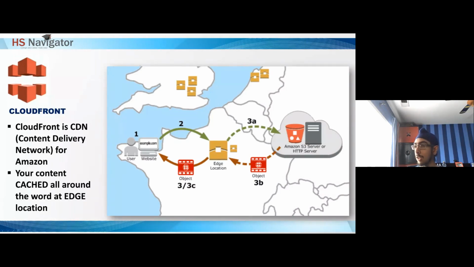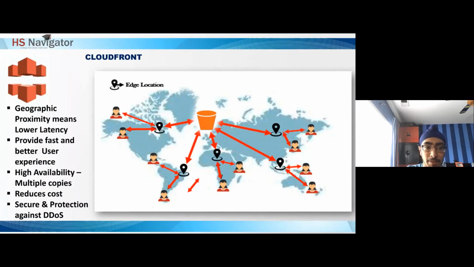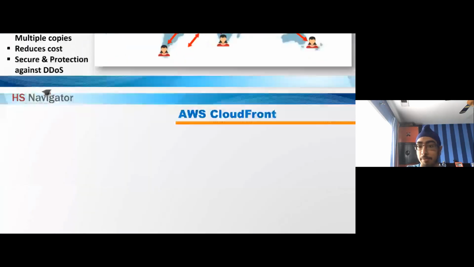There are edge locations in almost all of the regions. So if a user in Europe wants to access it, all they have to do is get it from a Europe edge location instead of having to get it all the way from the US, which would take a lot of time and be really, really slow. So having that geographic proximity, being close to the consumer's location, means lower latency, a faster and better user experience. It's highly available. It reduces cost, and it's secure. It's a lot more secure than just having someone directly access your S3 bucket.